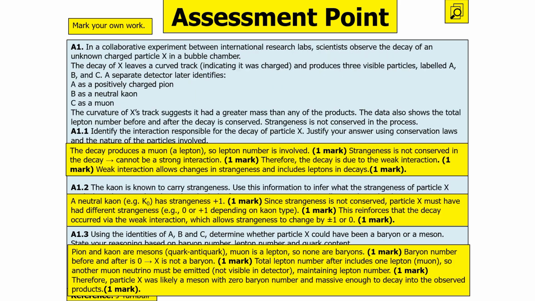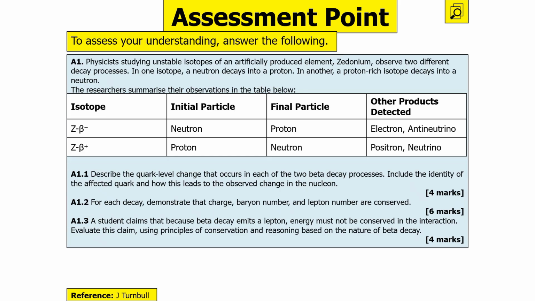The next question says that physicists studying unstable isotopes of an artificially produced element, zendonium, observed 2 different decay processes. In one isotope, a neutron decays into a proton. In another, a proton-rich isotope decays into a neutron. The researchers summarized observations in the table.